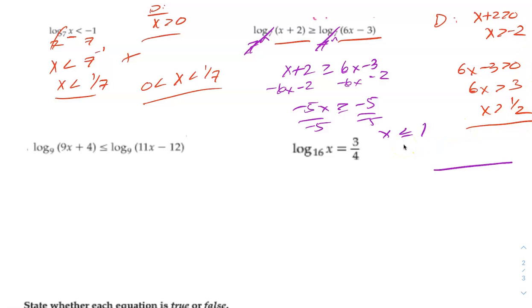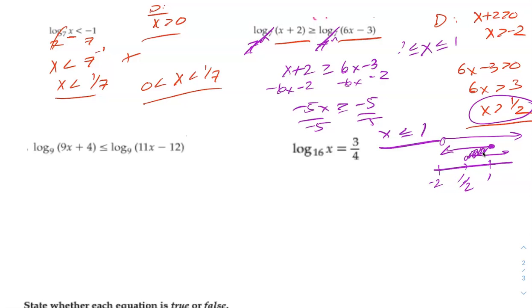If you want, you could plot all that. Where do they all overlap? It's actually only right here. Right, so again, that one actually doesn't really matter. It's all about these two. So greater than 1/2 and less than 1. So this and this is my answer.